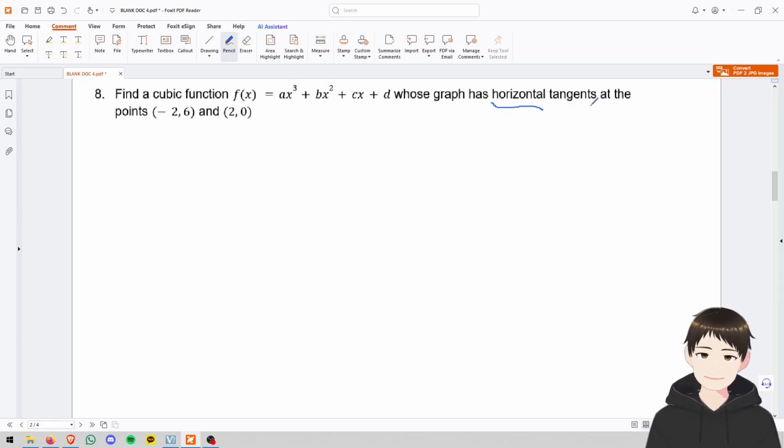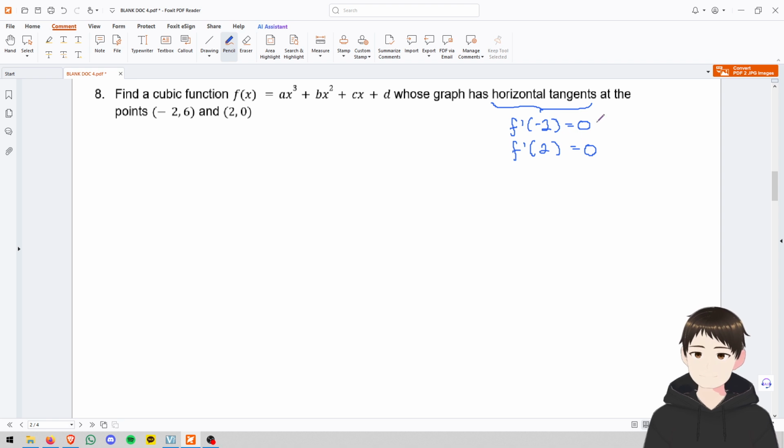What does horizontal tangents mean? That means f prime at -2 equals 0, and also f prime at 2 equals 0. That's what horizontal tangents mean. Oh, well, that's nice. This actually gives us some equations.